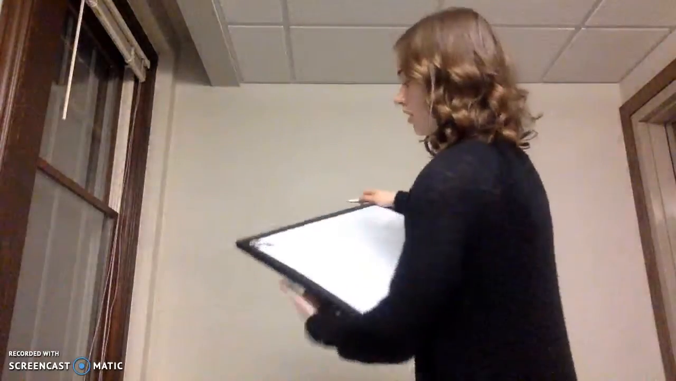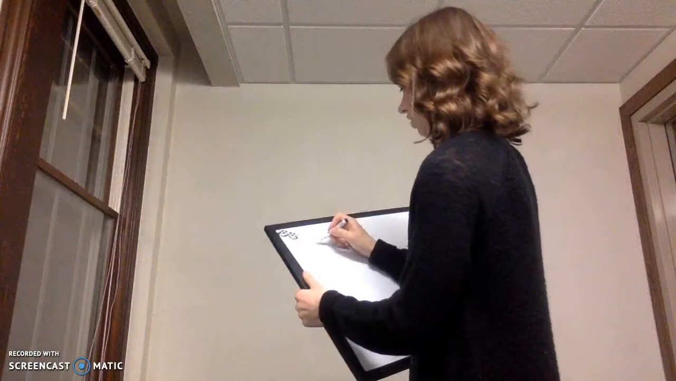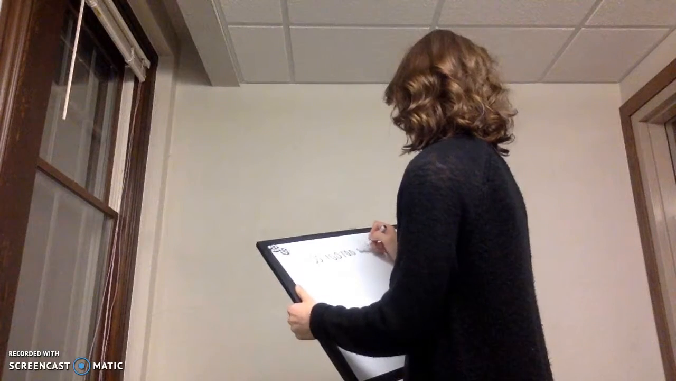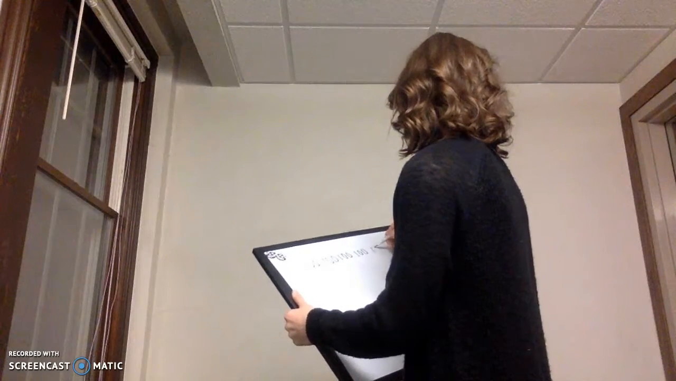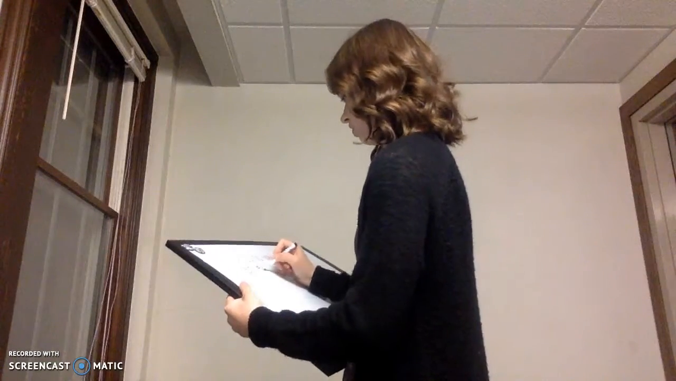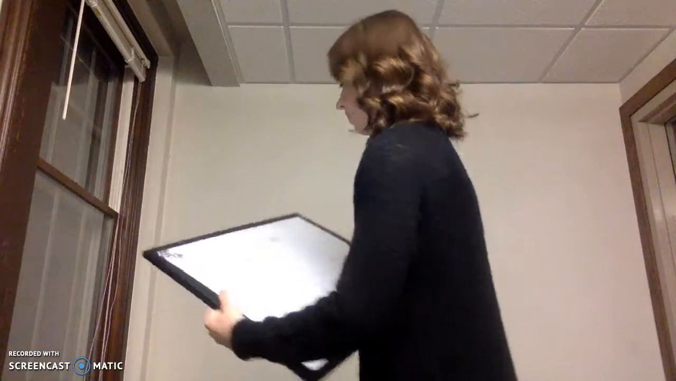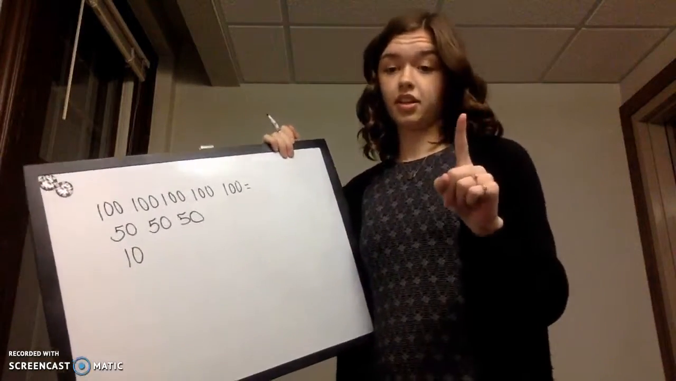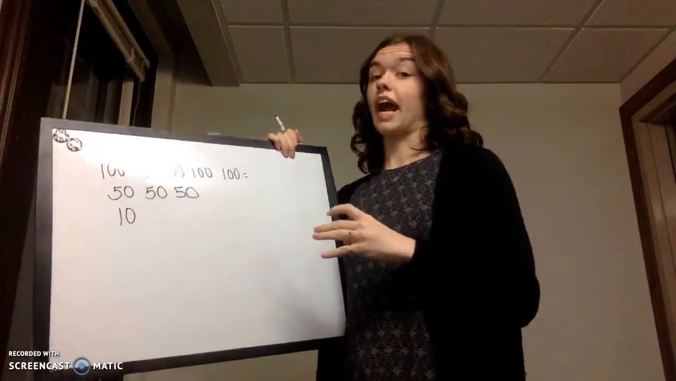So let's say we have 5 people in the 100 section. So we're going to write out 5 100s. And then we have 3 people in the 50 section. And we have 1 person in the charade section. Alright, so we have 5 100s, 3 50s, and 1 10. Okay, so now we're going to add them all up.